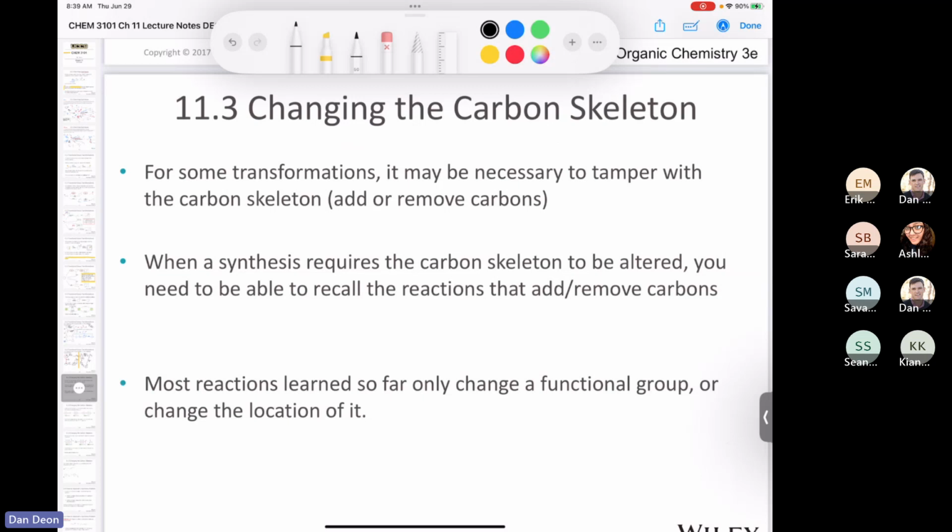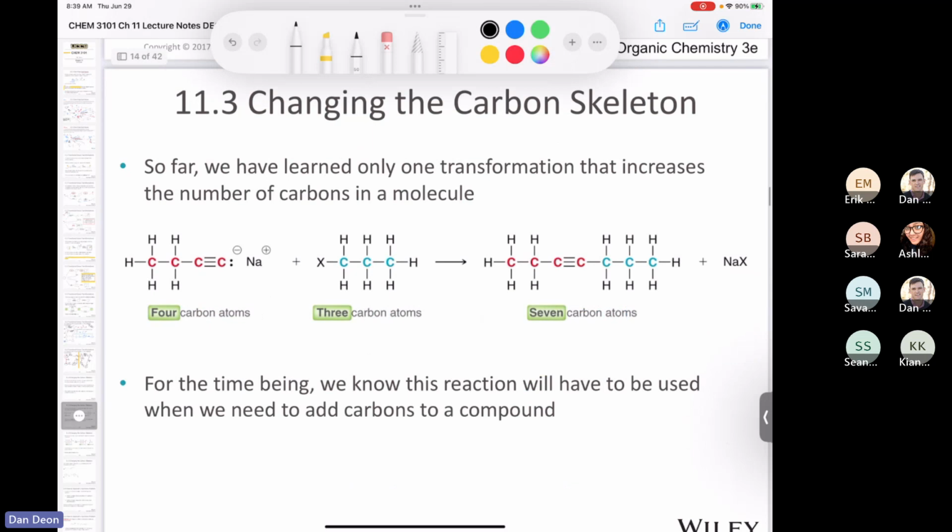So maybe you need to make the skeleton bigger. You need to make an alkanide and then do an SN2 with that. Maybe you need to make it smaller. You would use oxidative cleavage, right? Ozone. There's very few things that we've learned that break up or add carbon. So it says here only one transformation has been learned to add carbons. Literally one thing. So you have to make an alkanide. If you make an alkanide, then you can do an SN2, right? Nucleophilic attack, loss of leaving group.